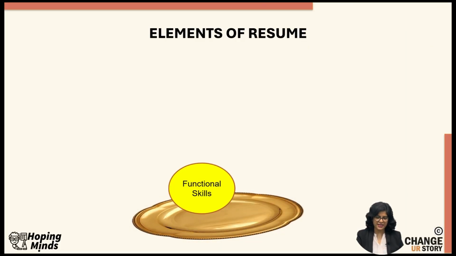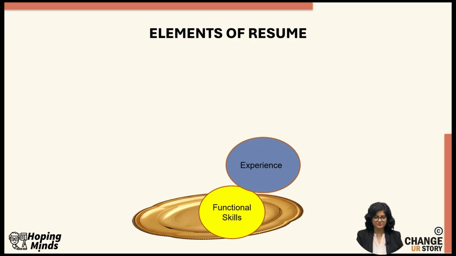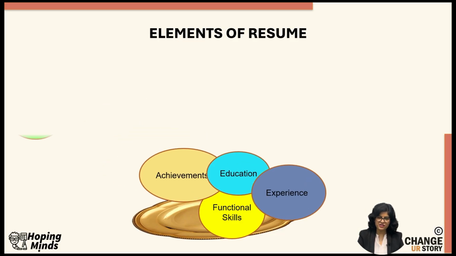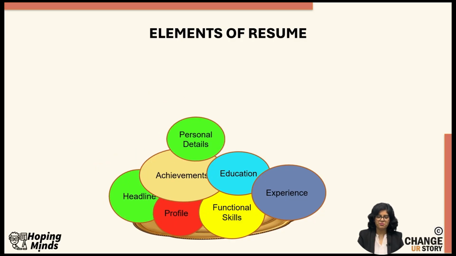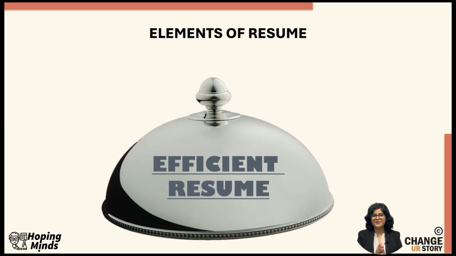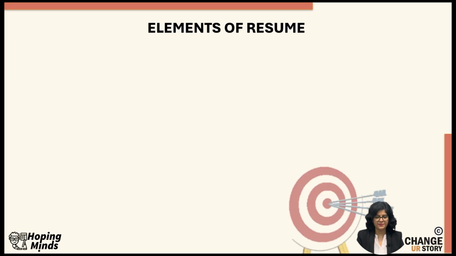Okay, so let's dive in and discuss the elements of a resume. So what are the different elements? Let's take a look: functional skills, experience, education, achievements, headline, profile, personal details. And that is when this dish is ready, an efficient, professional, powerful-looking resume. Now let's discuss all these elements one by one. So be ready to make notes, okay?